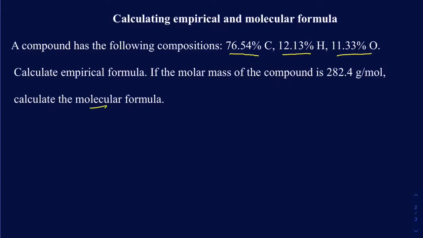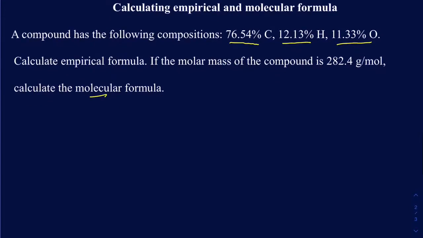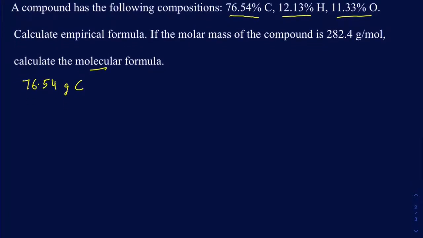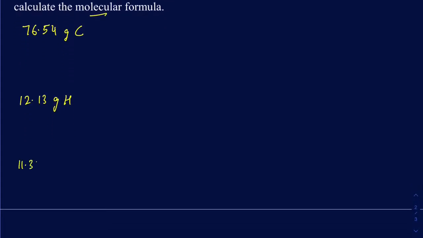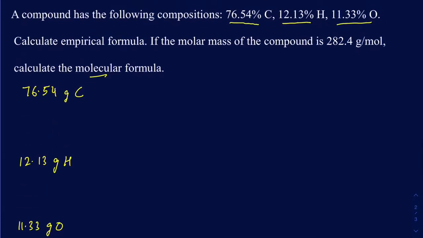In this case, when I add those up, it comes out to be 100. And if they come out to be 100, you can take those percentages as your grams. So what I really have here is 76.54 grams of carbon. Then I can write down for the hydrogen as well: 12.13 grams of hydrogen, and then 11.33 grams of oxygen. You can do so only when the percentages add up to 100.